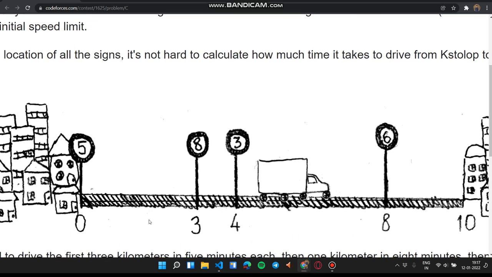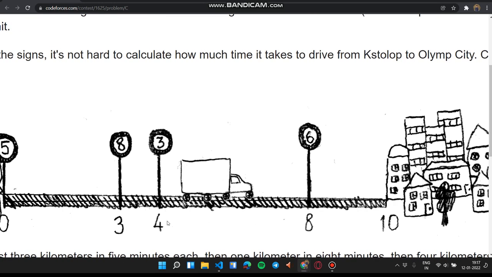So between 0 and 3 the car should cover a kilometer in 5 minutes, and it should cover 4 minus 3, which means 1 kilometer, in 8 minutes. It would cover 8 minus 4, 4 kilometers, at 3 minutes per kilometer, so 4 into 3 is 12. And similarly 10 minus 8 is 2, 2 into 6, so it would cover these 2 kilometers in 12 minutes.